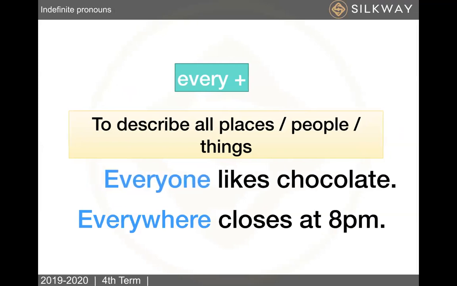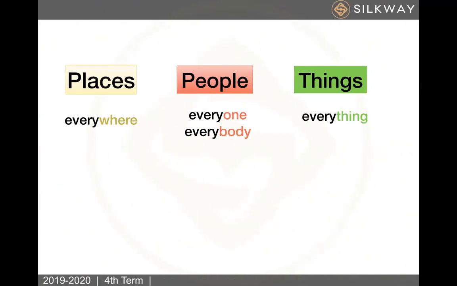For the categories here, for places, everywhere; for people, everyone, everybody, they have the same meaning, so you can interchange them. Things, everything.